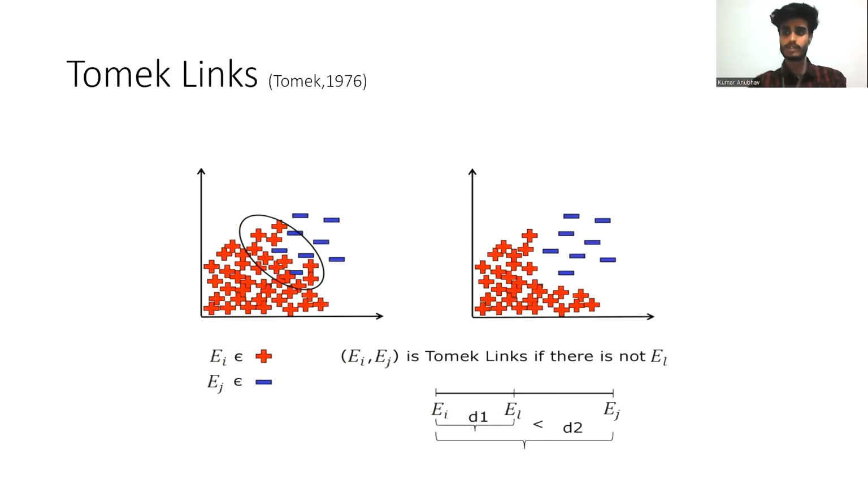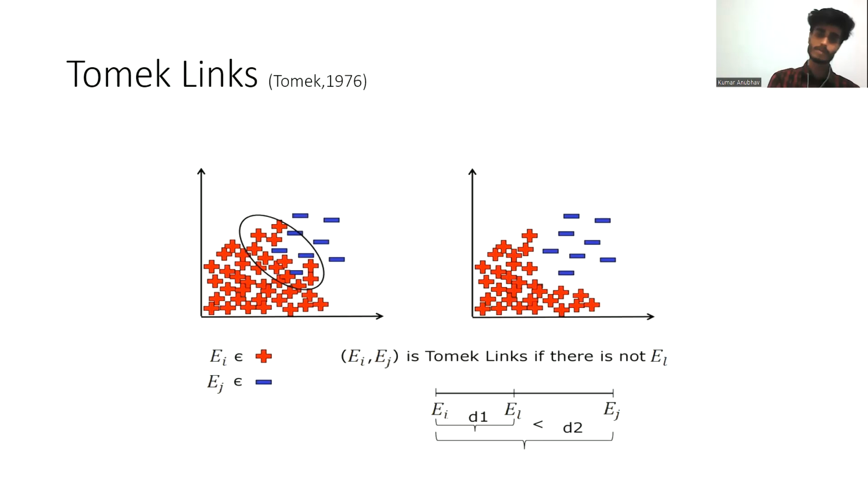The next one is Tomek links. So what is Tomek links and why are we using it? It is another type of undersampling approach, and it was proposed by Tomek in 1976. In this approach, only majority samples identified as Tomek links are removed. So the samples of the majority class are removed if and only if they are identified as Tomek links.